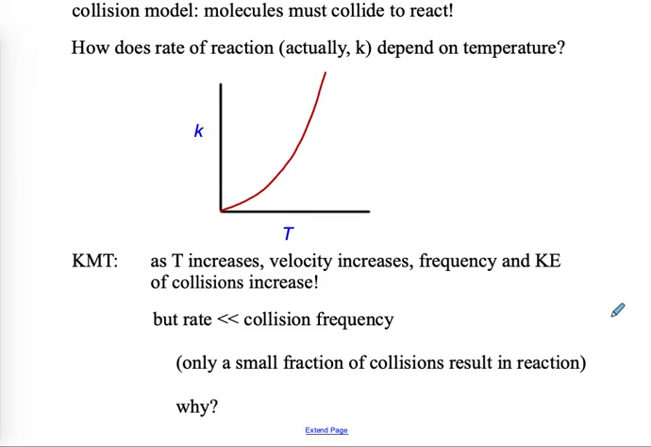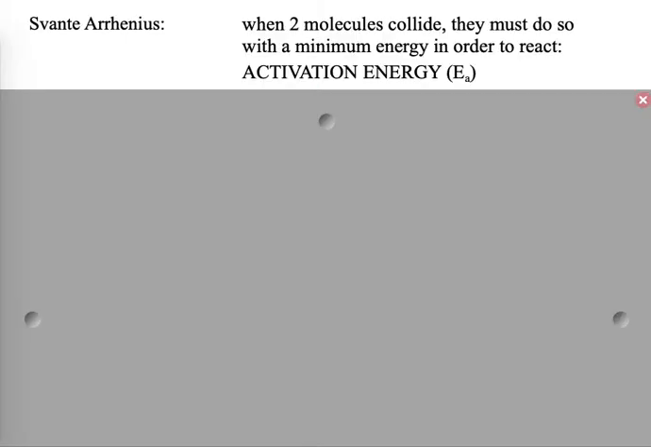Why would that be? Well, there are a number of factors. This was first explained in the late 1800s by the Swedish scientist Svante Arrhenius, whose name probably sounds familiar to you. He proposed that when two molecules collide, they must do so with a minimum kinetic energy in order to undergo reaction. And that minimum kinetic energy of collision he called the activation energy.